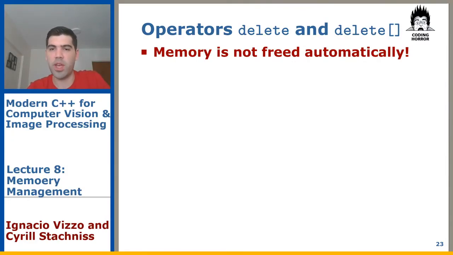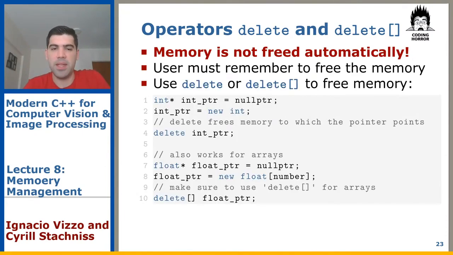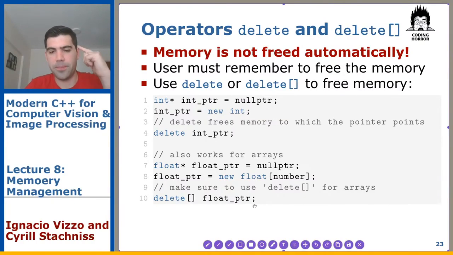So if you allocate memory, at some point the Java kernel will go and free it for you, but you never know when this is happening. And the user must remember to free the memory. So this is really important. So let's go to the example again.